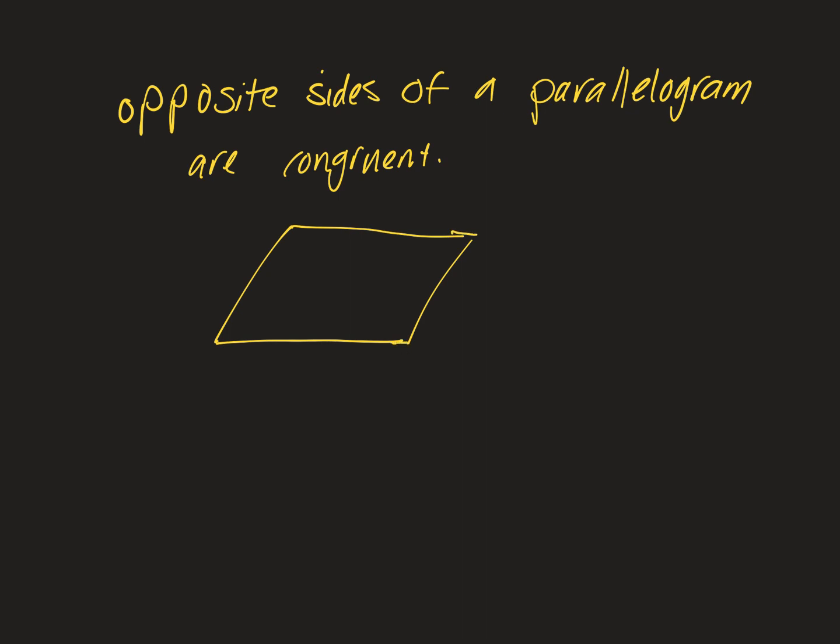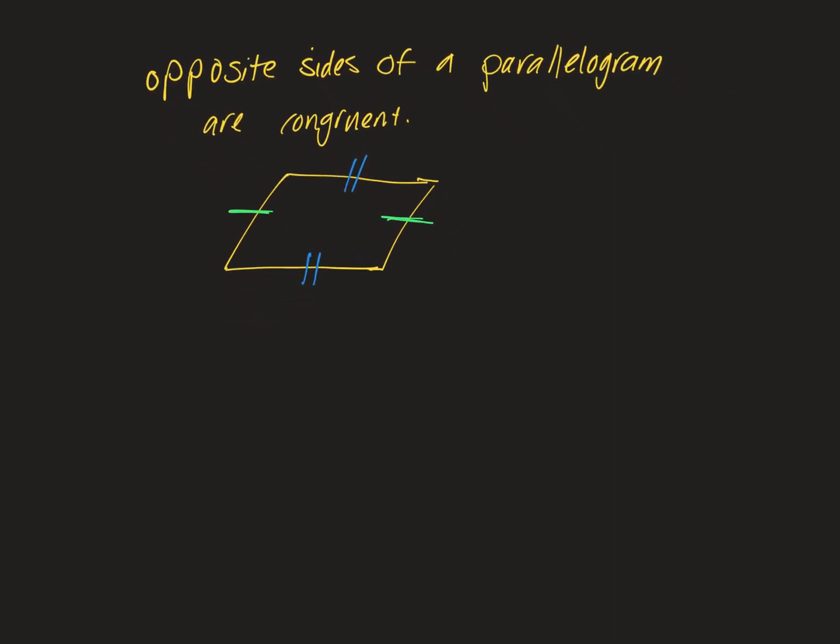Right, so again, that means this side is congruent to this side, and this side is congruent to this side. All right, and we also know that the diagonals of a parallelogram bisect each other.